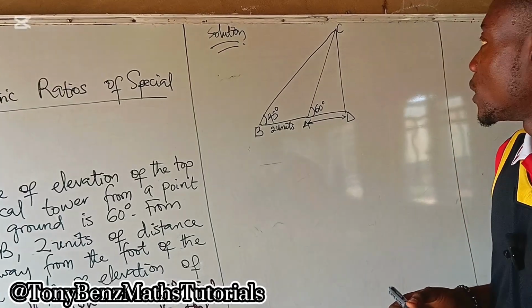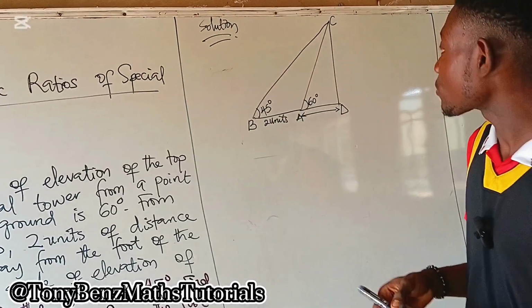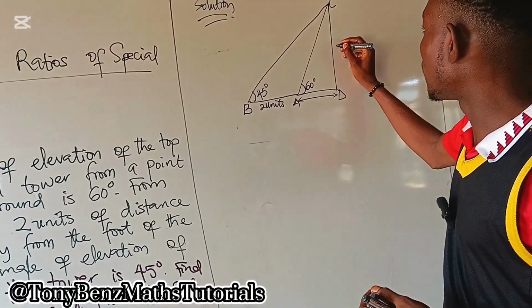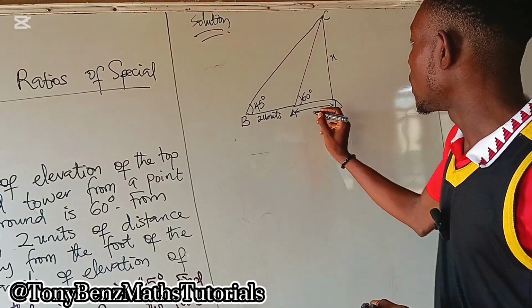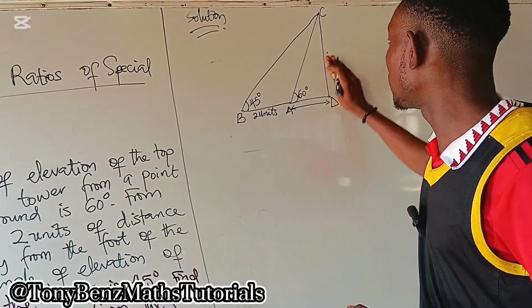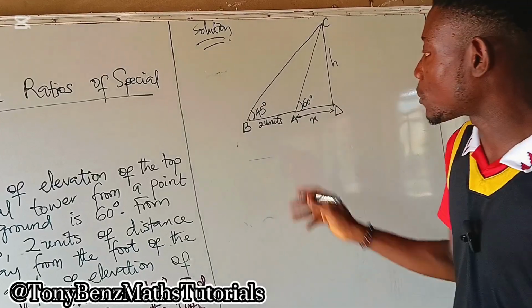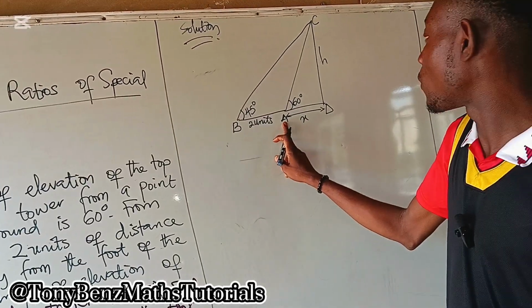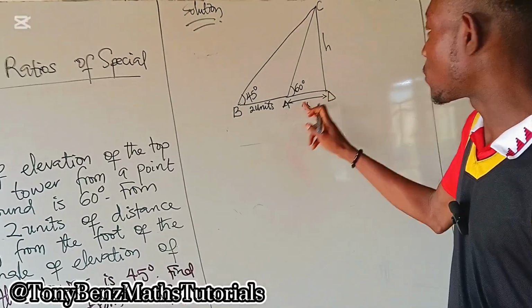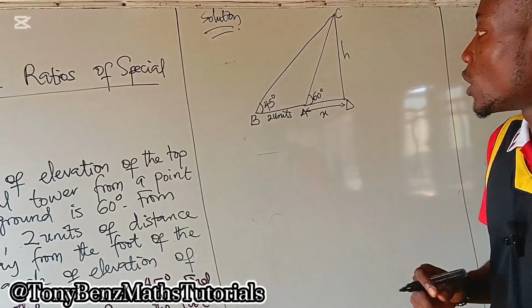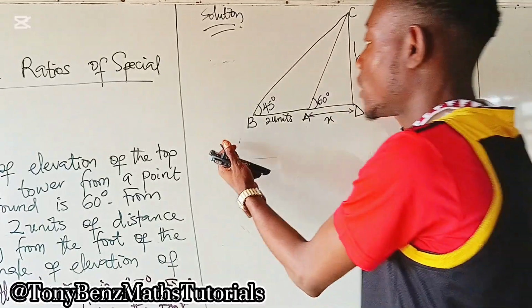This is the solution. I've started solving it already. We don't know what is here. Let's name here H, the height of the tower, and let's name here X, because they said we should find the distance of A to D, that is from A to the foot of the tower.